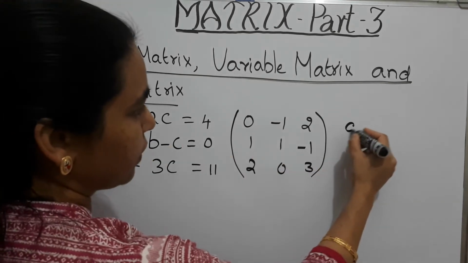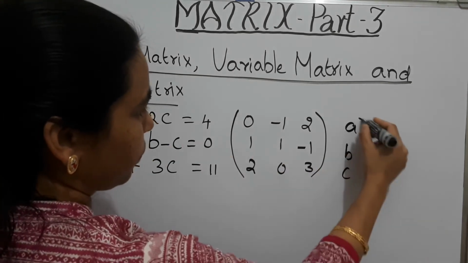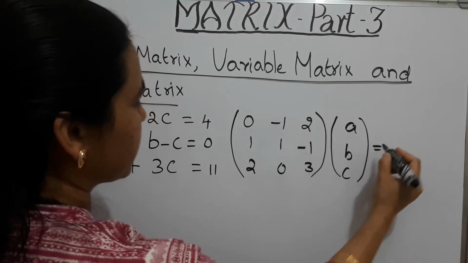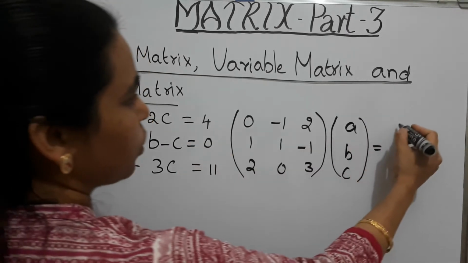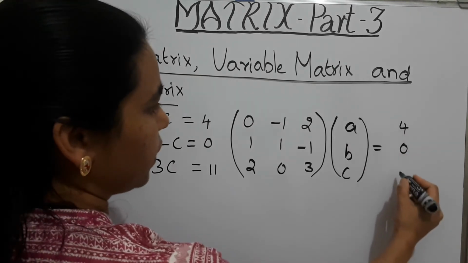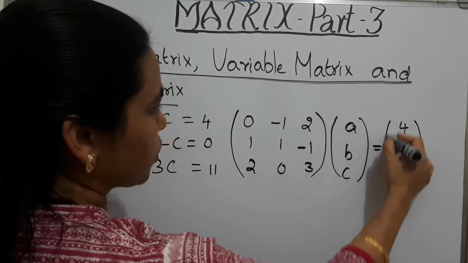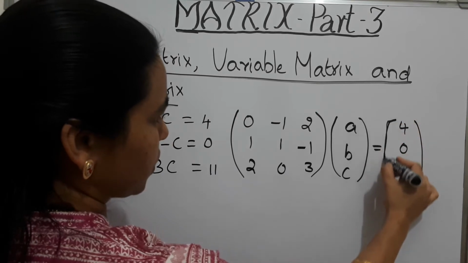Okay, and now this is multiplied by the variables, which are a, b, c. So you have to write the variables as one matrix. That is equal to, what is the constant here? So the constant terms are 4, 0, and 11. Okay, so this one also must be written as a matrix.